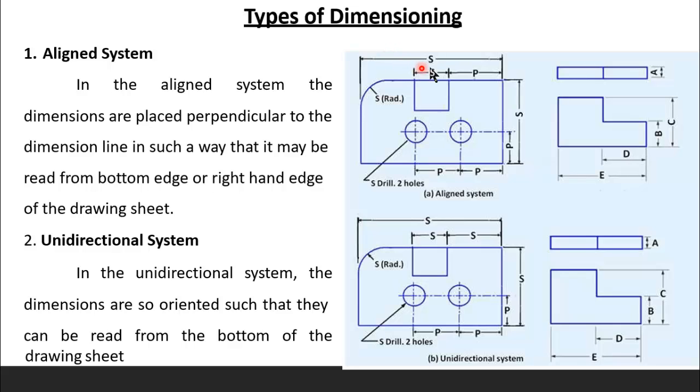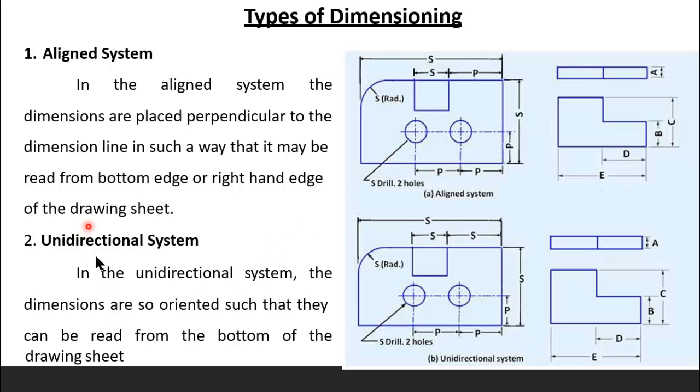Whether the dimension is horizontal or vertical, the figure should be in line, or perpendicular, with this dimension line. This is the aligned system. See, this dimension line is vertical. The dimension figure can be written in two ways. One is on the top of this dimension line, or in between: we can erase some portion and insert the dimension figure at the center of the dimension line. Like this we can represent the aligned type of system.